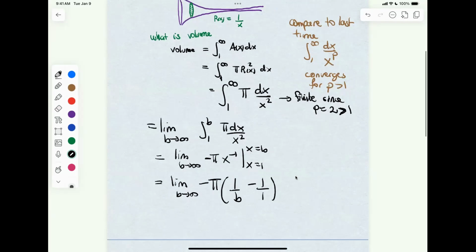And as b goes to infinity, the idea is that the denominator gets very, very big. So the fraction itself, the entire ratio, gets really, really small. So this goes to 0 in the limit. So you just get 1 over 1, the minuses cancel out. So 1 times pi is pi. So the answer for the volume here is pi.